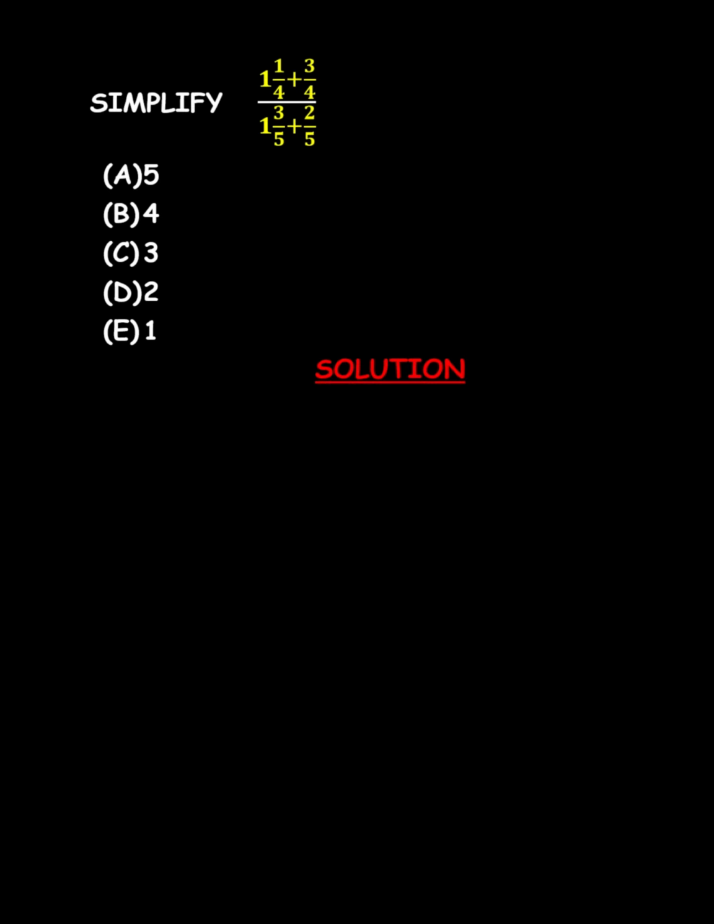Simplify (1 1/4 + 3/4) all divided by (1 3/5 + 2/5). Solution. Change the mixed numbers to improper fractions.